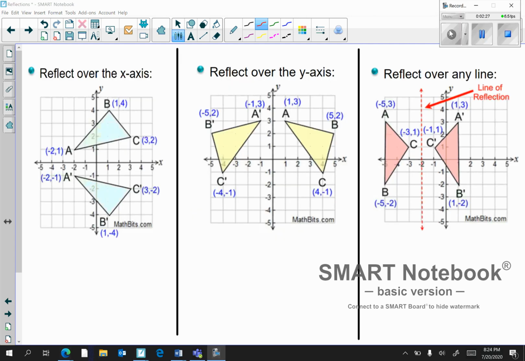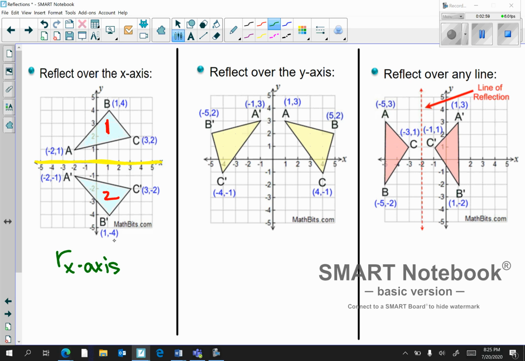Let's take a look at these 3 examples. Our first example, we have a reflection over the x-axis. So I have my pre-image ABC, and then I have my image A prime, B prime, C prime, and that's being reflected in the x-axis. One way to write this is a little r with the subscript x-axis.